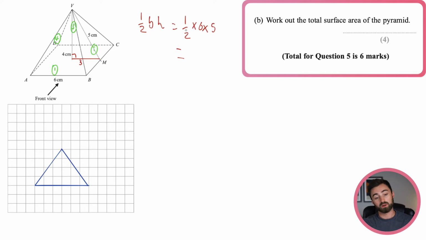So what's this going to be? Well, a half times 6 is 3. So that's 3 times 5. Each triangle has an area of 15 centimeters squared. There are 4 triangles, aren't there? So 4 times 15, and that's going to be 60.